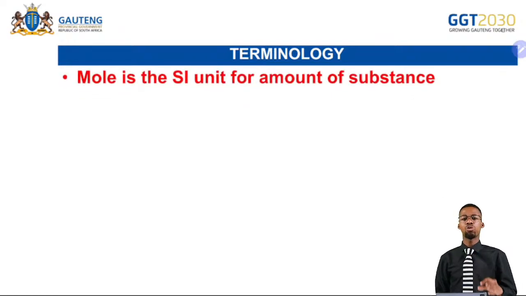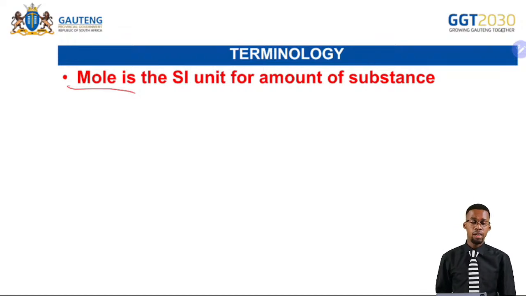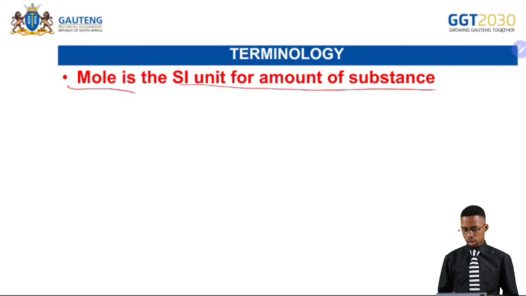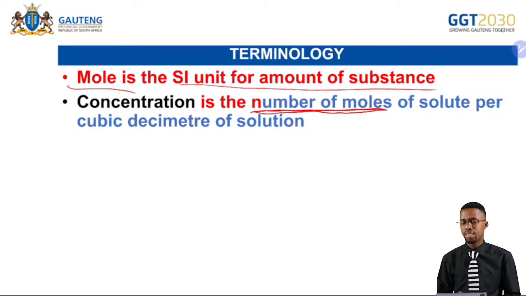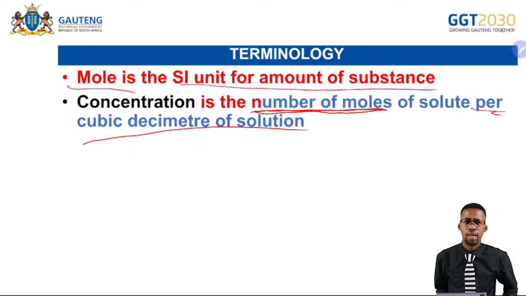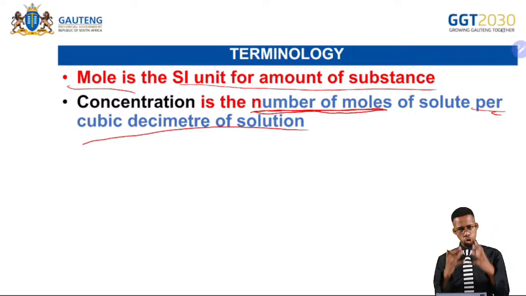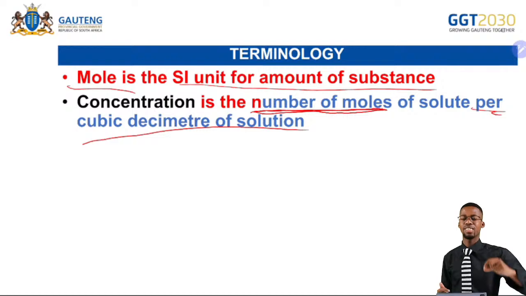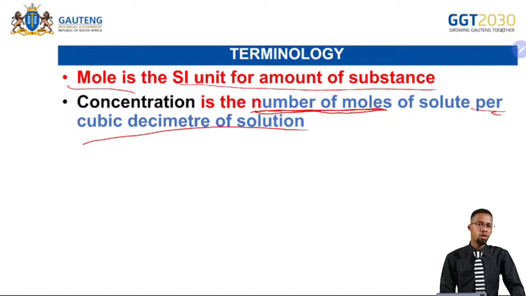But before we can come to concentration, we need to understand this term mole. A mole is an SI unit for the amount of substance. That is what the mole is. So what is concentration then? Concentration is the number of moles per cubic decimeter of solution. That is what concentration is. It is the number of moles of solute per cubic decimeter of solution.